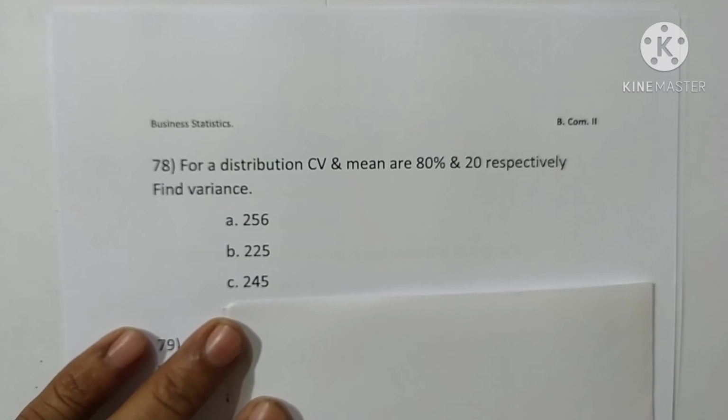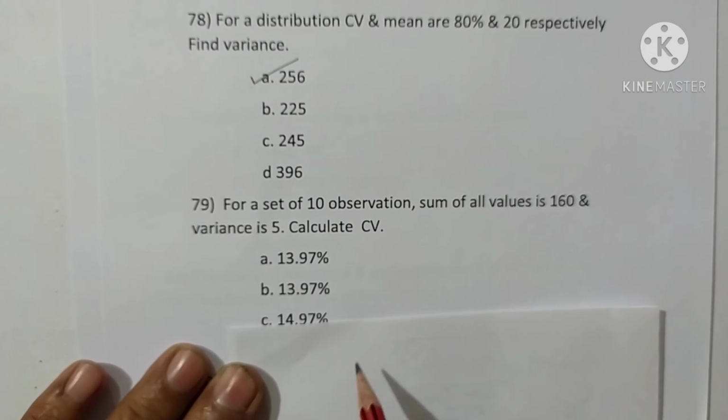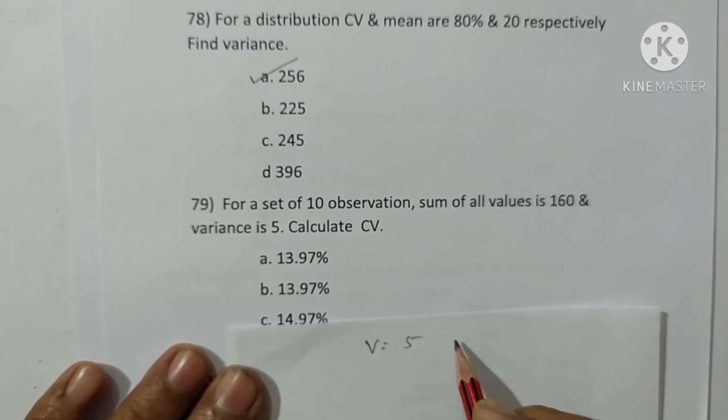For a set of 10 observations, sum of all values is 160 and variance is 5. Calculate CV. Here variance 5 means SD is root variance, 2.23. Now we have to find the mean value. Mean value is summation x upon n. Summation x is 160 upon 10 is 16. X bar is 16. Now CV is SD upon mean into 100. SD is 2.23 upon 16 into 100. Answer is 13.97 approximately. Now see in the answers. Here option A is the correct one.